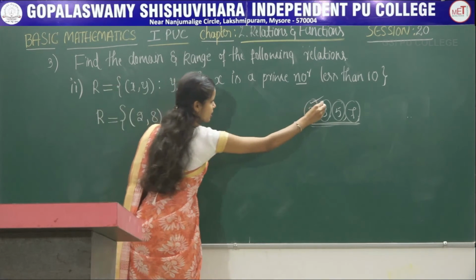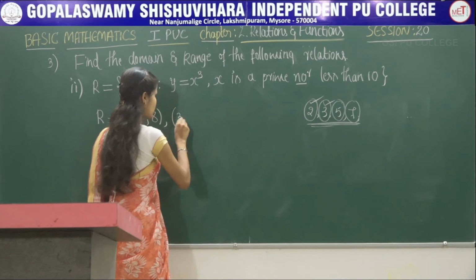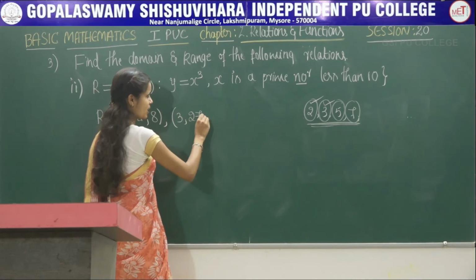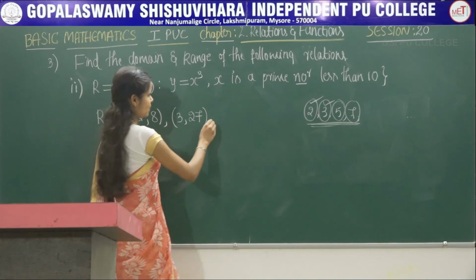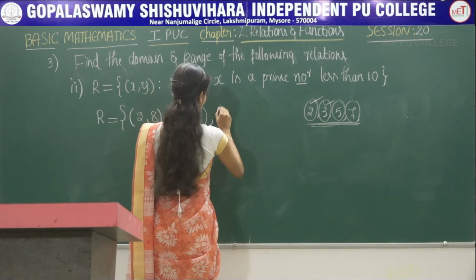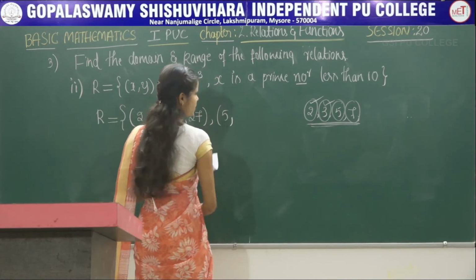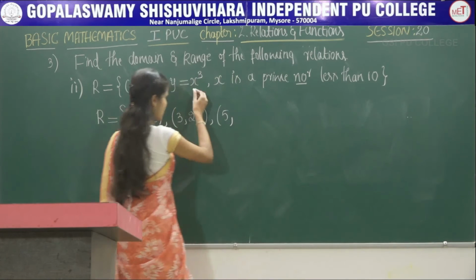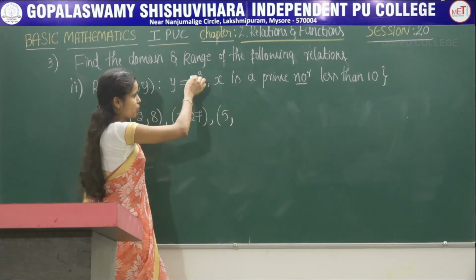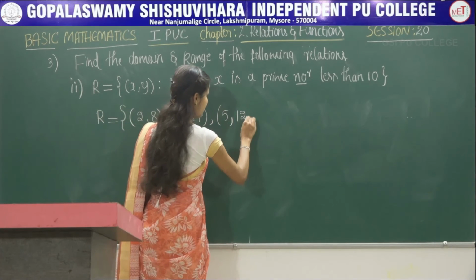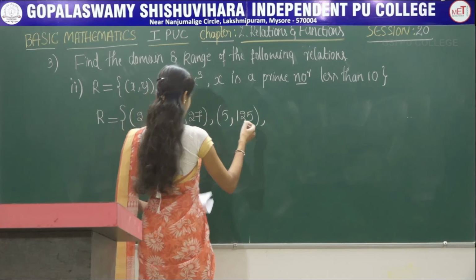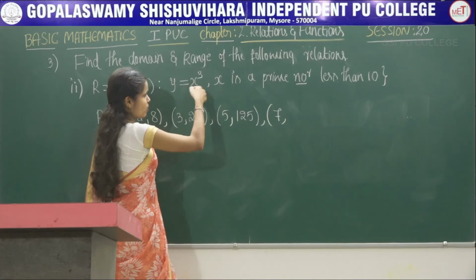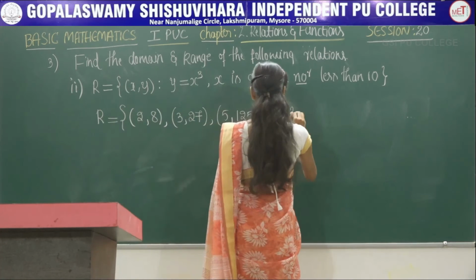Next, consider x is equal to 3. Then y is equal to 3 cube. 3 cube is 3 into 3 into 3, that is 27. Next, consider x is equal to 5. Substitute here: 5 cube means 5 into 5 into 5, that is 125. Ordered pair (5, 125). Next, consider x is equal to 7. Then y means 7 cube, 7 into 7 into 7, that is 343.